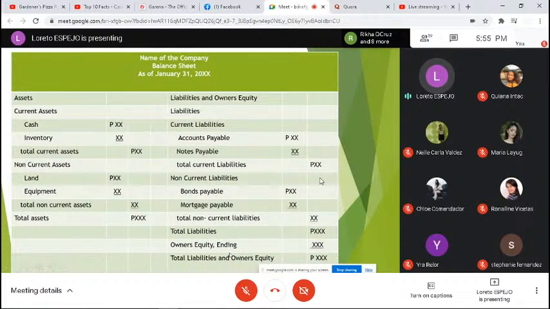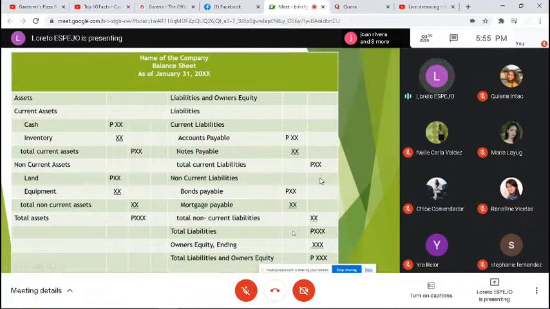And then we have the owner's equity ending. So saan po ito manggagaling? Manggagaling po ito sa statement of owner's equity. Kung magkano po yung ending balance po doon, ita-transfer mo lang po dito. Makukuha mo na po yan.